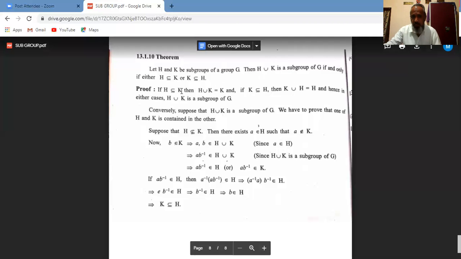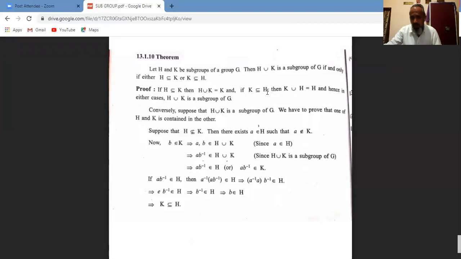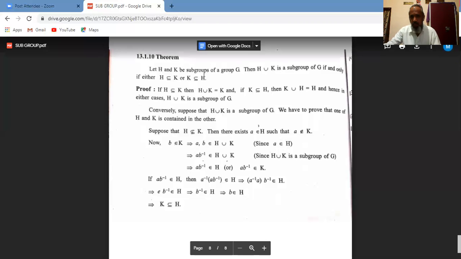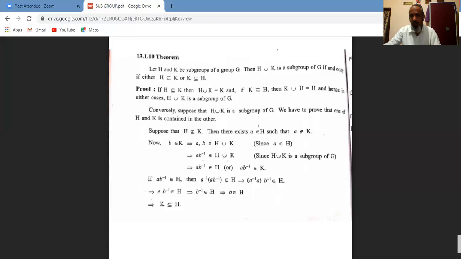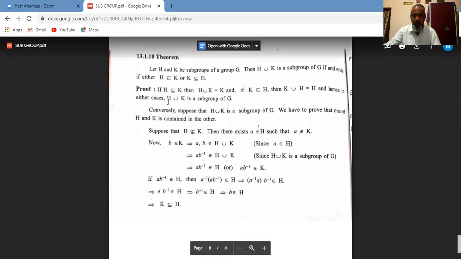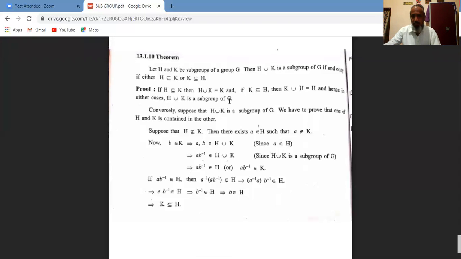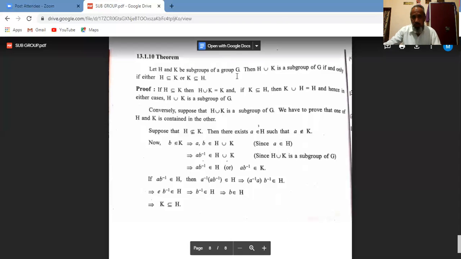So if H is a subset of K or K is a subset of H, then H union K is equal to either K or H, and both are subgroups of G. So if we take H is a subset of K and K is a subset of H, then H union K or K union H is equal to H or K. Therefore, H union K is a subgroup of G. So if this part we have taken, then H union K is a subgroup of G.